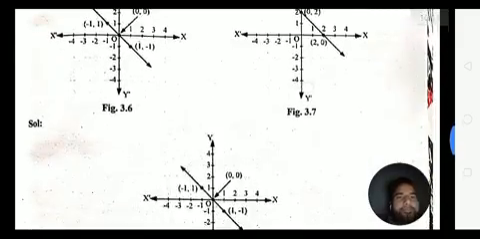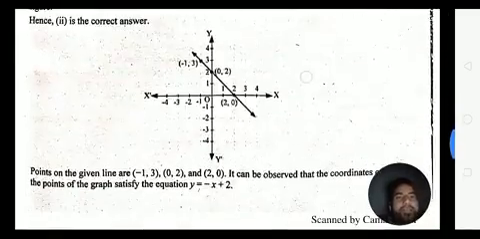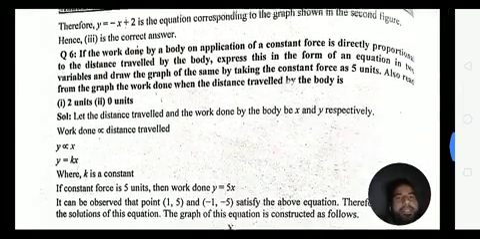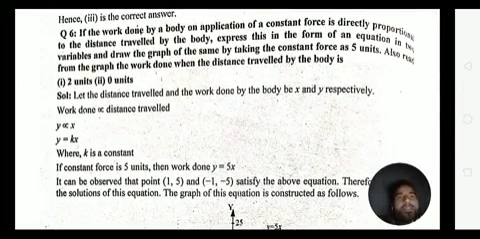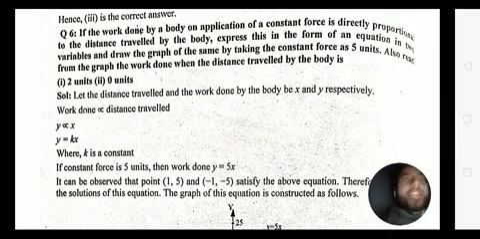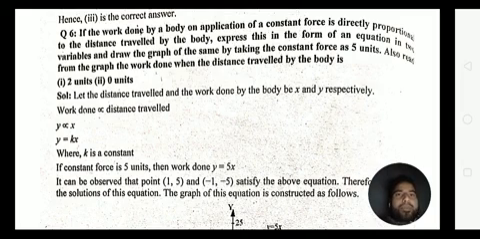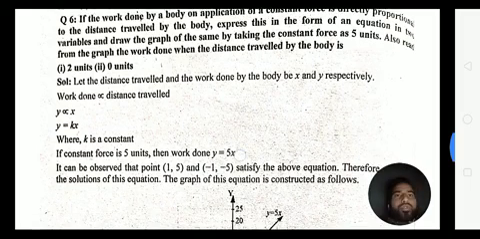Let's move on to question number 6. Question number 6 is, if the work done by a body on application of a constant force is directly proportional to the distance traveled by the body, express this in the form of an equation in two variables and draw the graph of the same by taking the constant force as 5 units. Also read from the graph the work done when the distance traveled by the body is 2 units and 0 units. Now let's start this question.